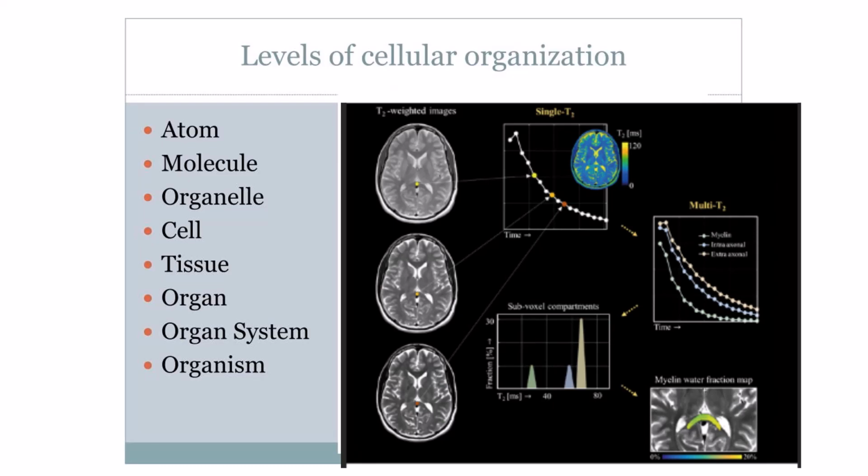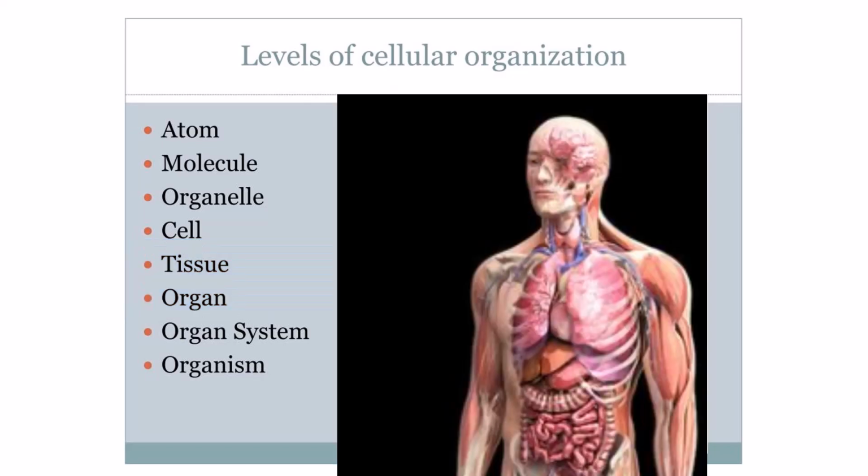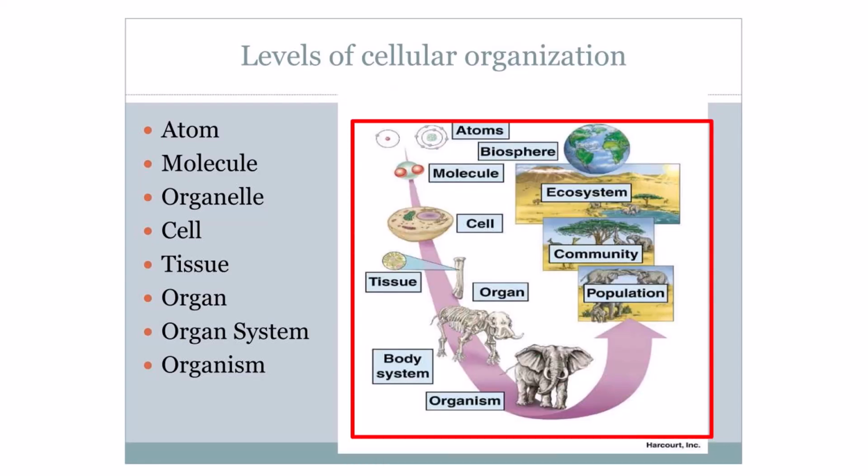Remember, we want to measure or image human tissue and organs. In the levels of cellular organization, the atom, the molecule, and the organelle all are below the cell, which creates the tissue and the organs that we wish to visualize. After we look at the tissues and organs, we can diagnose the organ system and the organism, which would be the human being. This is why we state that the atom is the building block for all things.